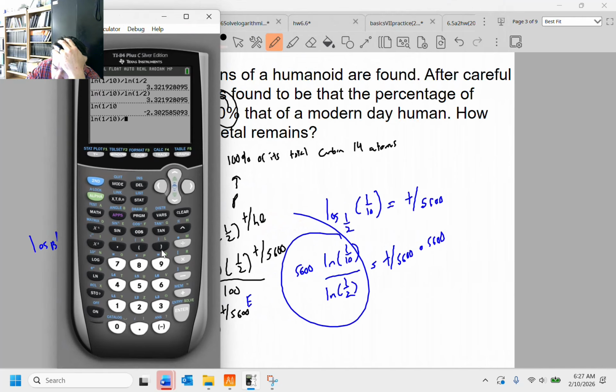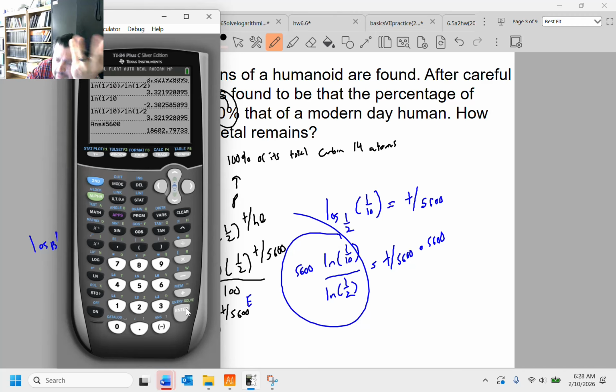We divide it by the natural log of 1/2. We get this decimal right here. And then we turn around and we multiply it by 5,600. Bam, there's our time. 18,600, and we'll say 3 years. This is not an exact science.